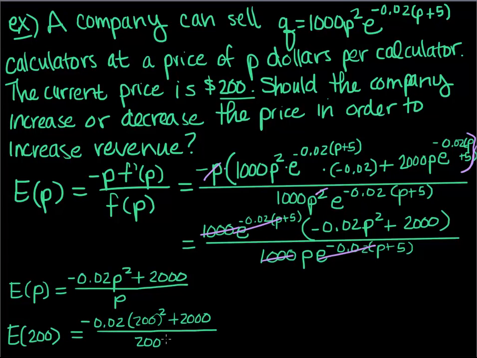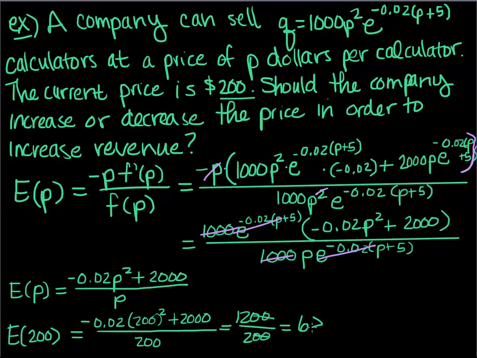Anyway, here we go. All right, so negative 0.02 times 200 squared plus 2,000 is 1,200 on the top, all over 200. And those cancel out, and I get 12 divided by 2, which is 6. Okay, so we get 6. I hope I did that right. Negative 0.02 times 200 squared plus 2,000. I think I did. Well, I think it's pretty close. All right, so I get 6.